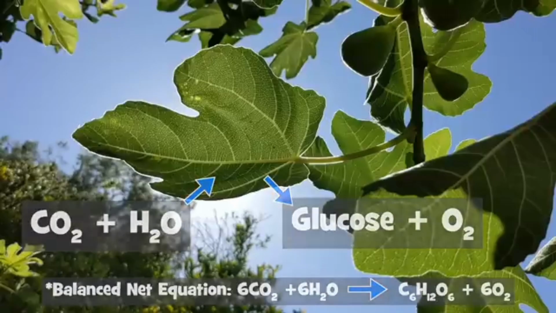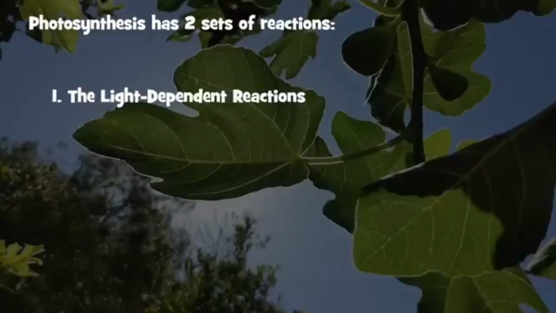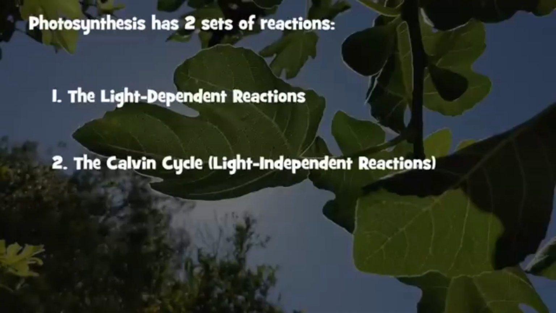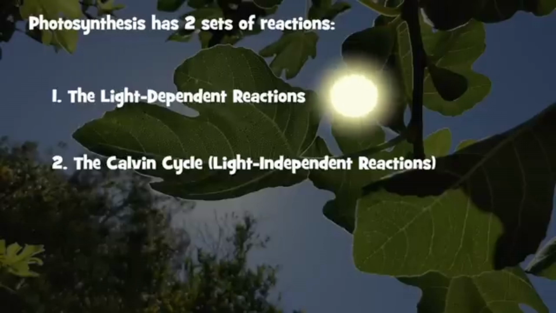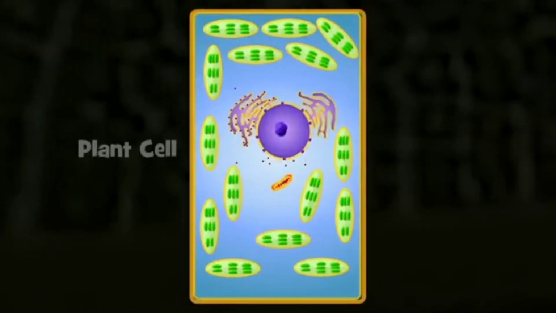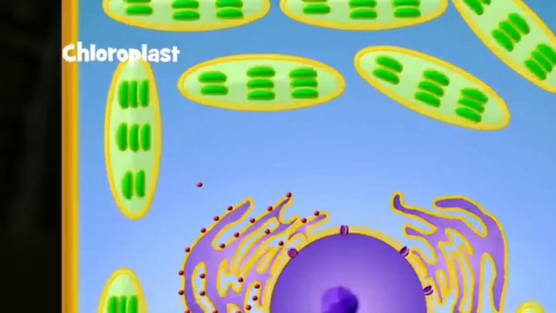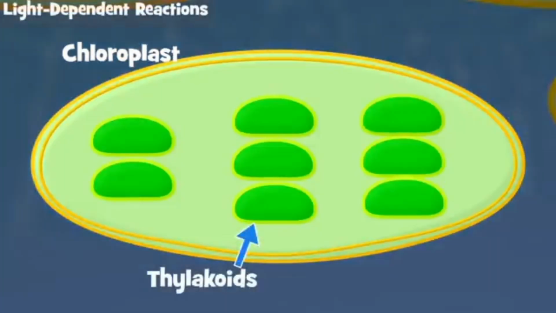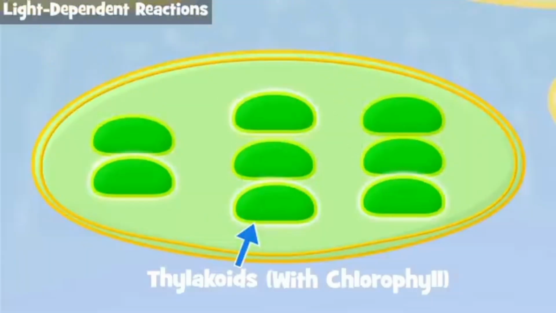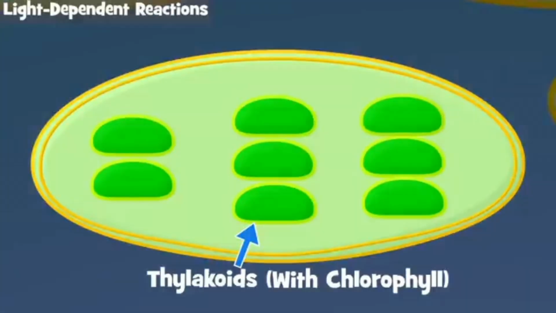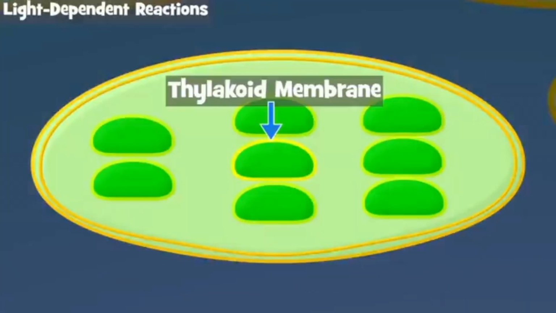Photosynthesis can be divided into two sets of reactions: 1, the light-dependent reactions, and 2, the Calvin cycle. The light-dependent reactions, as you might have guessed, depend on light. To understand how these work, let's zoom in on a leaf so we can see them happen. Leaves are made of plant cells, and inside of these cells are special organelles called chloroplasts that do photosynthesis. Each chloroplast has many discs called thylakoids with pigments, like chlorophyll, that absorb light. Think of thylakoids as solar panels in the chloroplast. They absorb the light energy from the sun.